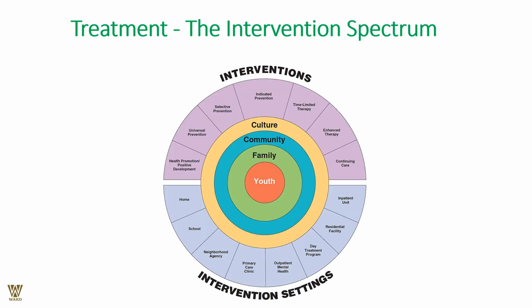I'm just giving you a sample about what the interventions and the settings behind them are. Remember, in the center is the youth, the person concerned. Around the youth are the family, the community, and the cultures, and out here would be indicated preventions, time limited therapy, enhanced therapy, continuing care. We are talking about selective prevention, universal prevention, and health promotion and positive development. These are the interventions that go around it.